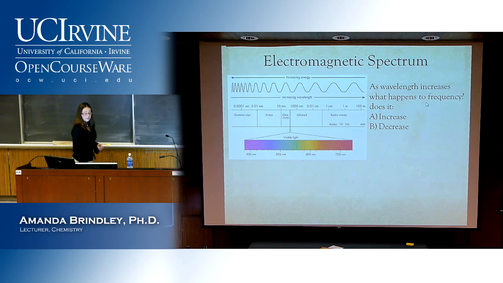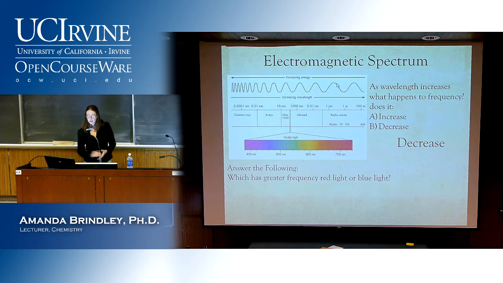As wavelength increases, it's going to take you longer to get from one cycle to the next, which means what's going to happen to your frequency? It's going to decrease. Now, let's look at this and say, well, which has a greater frequency, red light or blue light? Frequency isn't really listed on here, but we know that frequency and wavelength are inversely related. As wavelength gets bigger, frequency gets smaller, and vice versa.